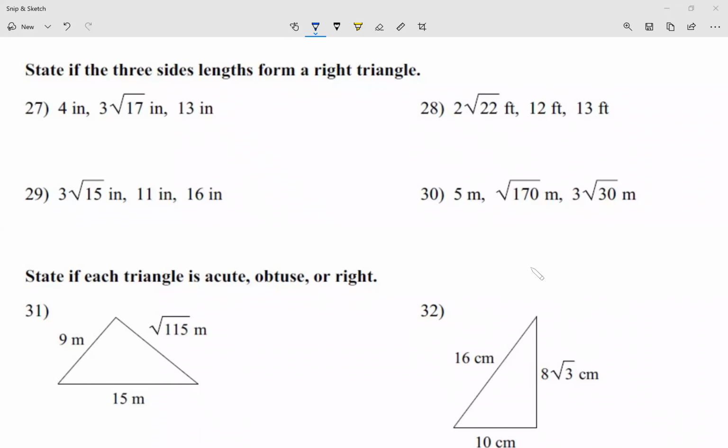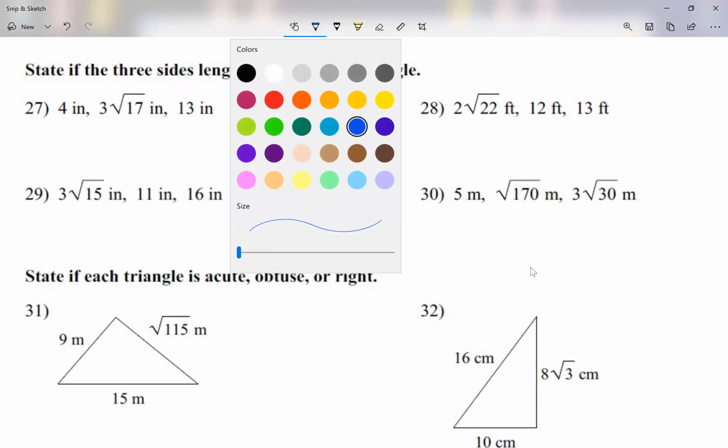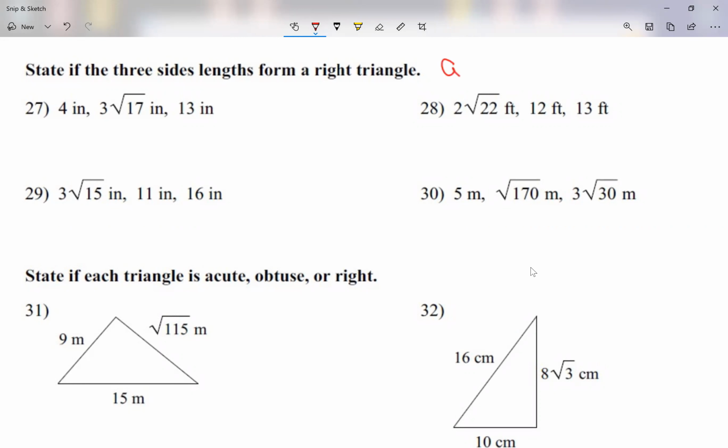Okay, so now we don't see a triangle here, but it says state if the three side lengths form a right triangle. So we're going to use the idea of Pythagorean theorem. Let me remind us of Pythagorean theorem: a squared plus b squared equals c squared. So we don't see the figure, but we have the measurements. This happens, a squared plus b squared equals c squared, when it's a right triangle.